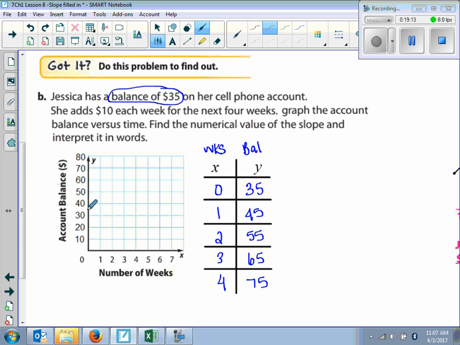So now we can graph. Here we've got (0, 35), which is up there. You see that didn't start at (0, 0), right? Then we have (1, 45). You all should be graphing. (2, 55). (3, 65). And (4, 75). And of course, if she keeps on going, her account balance will keep going up and up and up. So here is what our graph looks like.